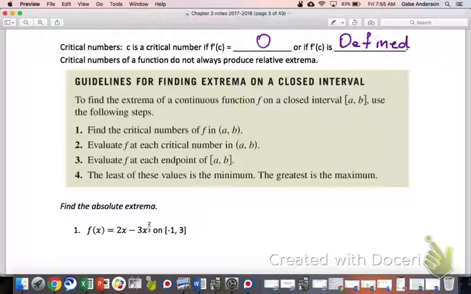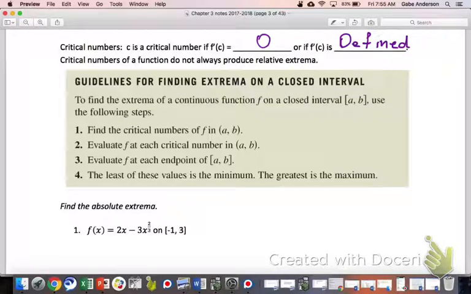And then there's some guidelines right here. I tend to not read these boxes simply because you can read them just as well as I can. I tend to just want to show you how to do it, and then if you want to look back at these steps, you can say, oh, now the steps make sense. But at this point, I don't know how much sense the steps are going to make. So let's move on.